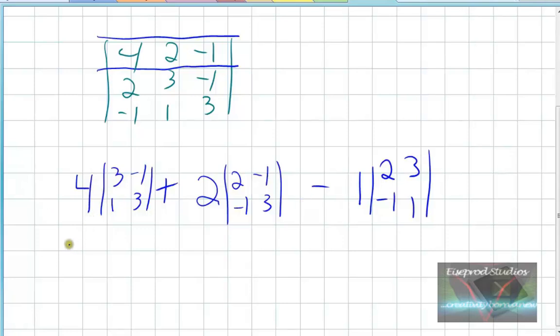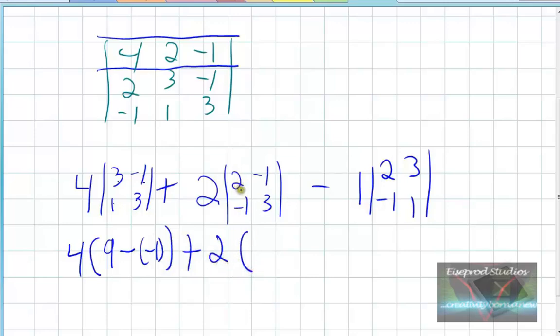So what you want to do is you're going to take 4 times this diagonal minus this diagonal. So 3 times 3 is 9, minus 1 times negative 1 is negative 1, plus 2, and then we're going to do the same process. 2 times 3 is 6, minus negative 1 times negative 1 is positive 1. And then minus, because there's a minus here, 1 times 2 times 1 is 2, minus 3 times negative 1 is negative 3.